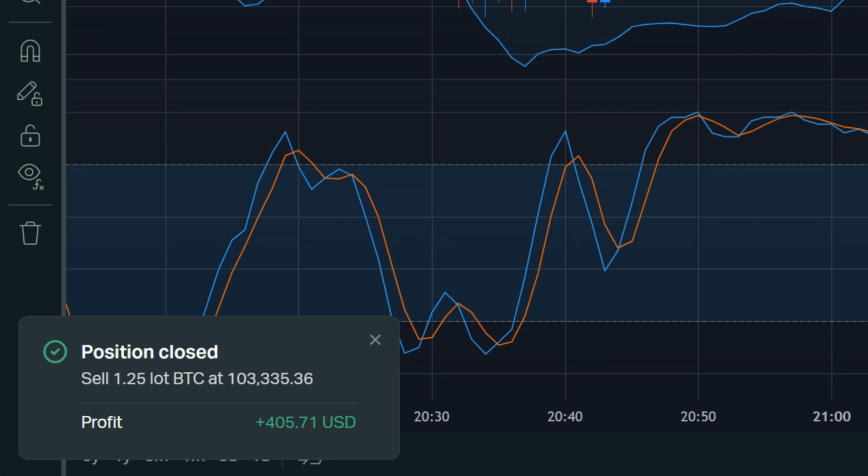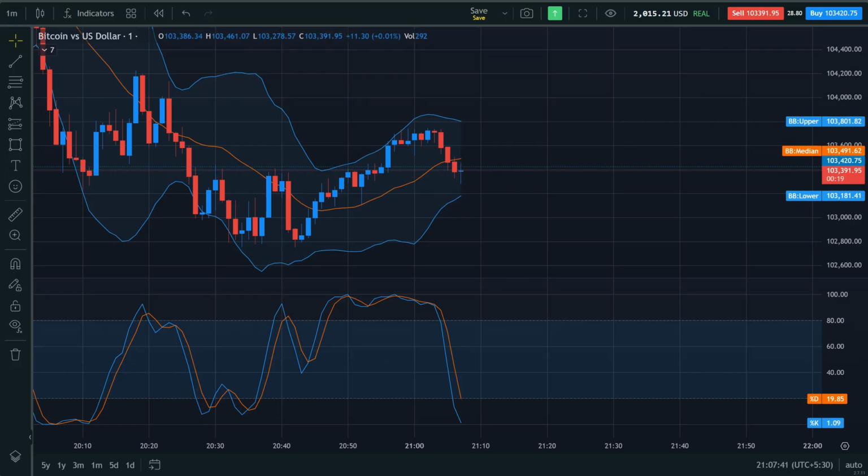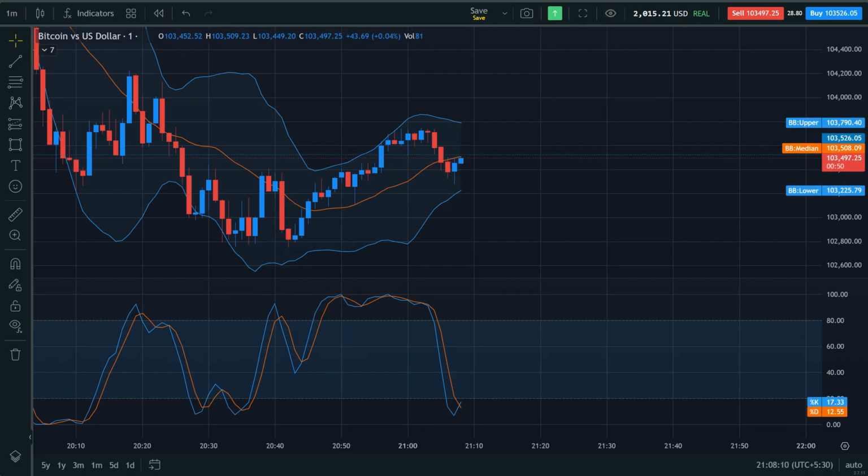All right, I'm exiting the trade here and locking in a profit of $405. With this second trade, my total profit for the session now exceeds $1,000. My initial capital has officially doubled, and I'm feeling confident as I look for my next opportunity. Right now, I'm preparing to enter a quick trade because the market is showing a promising setup.